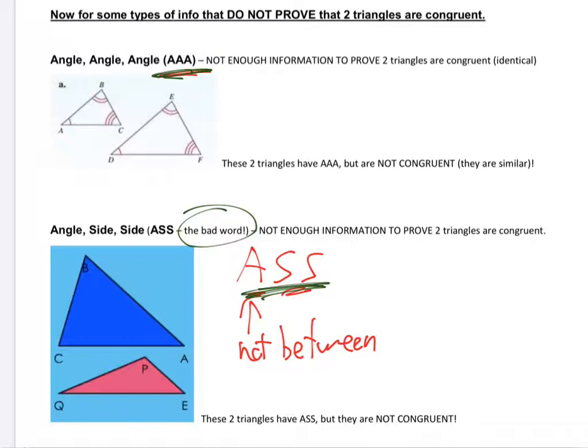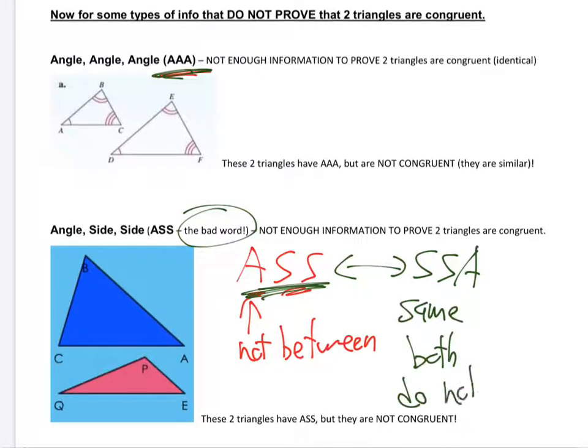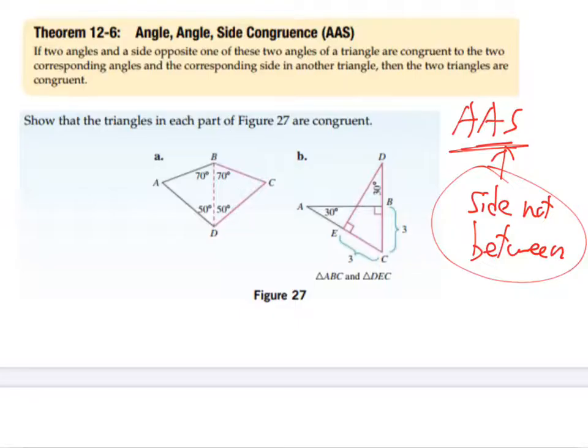Yeah, question. Good question. And what about SSA? Yeah, that's the same. They're the same, and both do not work. Yep, you're right. They could write that either way. Good observation. Exactly right. And the same way, this one could be written SAA, and it's okay. Those are both the same.